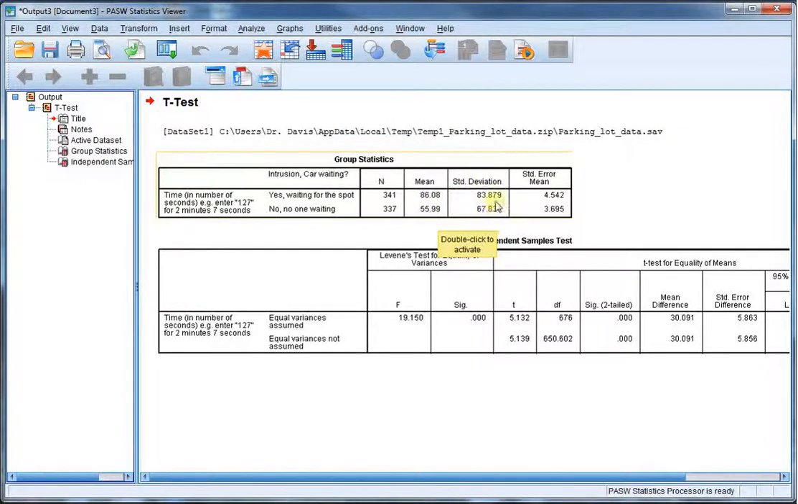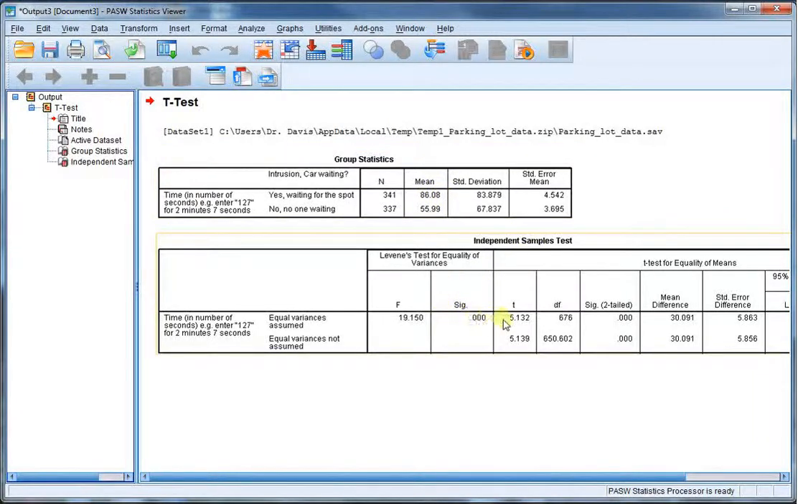And the standard deviation and the amount of variability is over here. Notice actually there's more variability as well. The standard deviation is larger when someone is waiting. Now we want to know, is this significant? Is this a significant difference between these two average amounts of time?